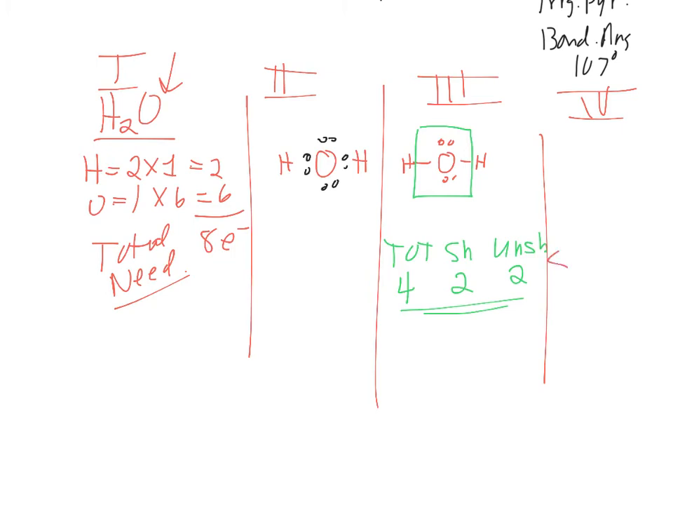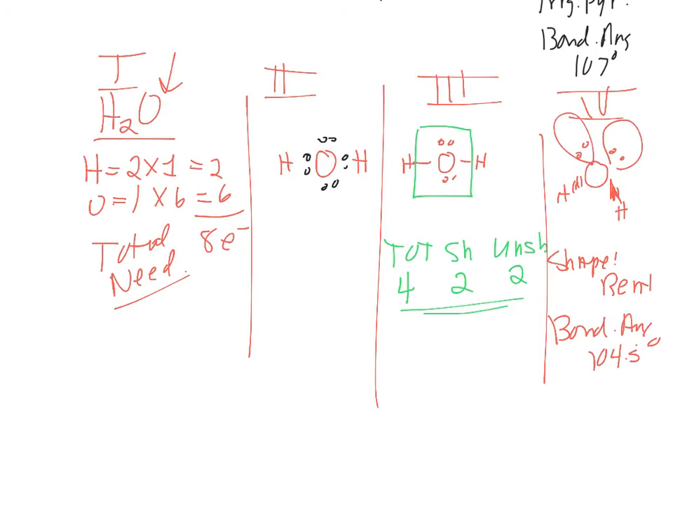This shape, when you look it up, is called a bent with bond angles of 104.5. And we have to bend this oxygen. So we're going to bend this oxygen, but we're going to leave the lone pairs. We're going to draw those bubbles. That means that those lone pairs are pushing these hydrogens closer together and out of the way.